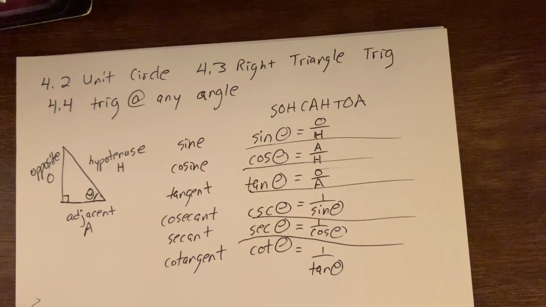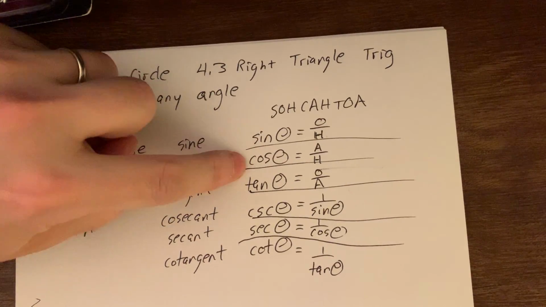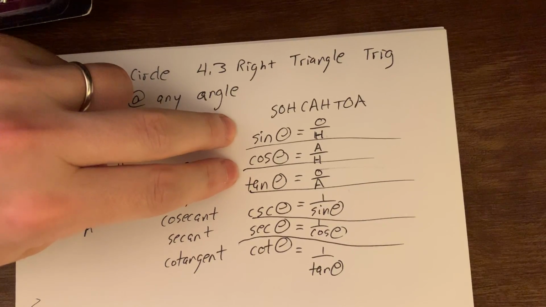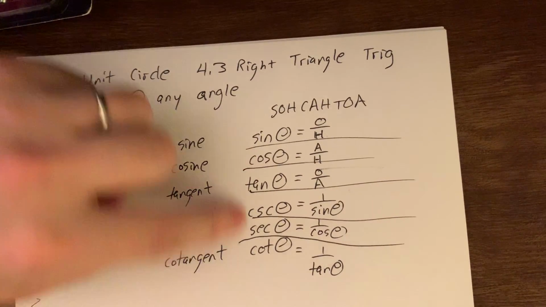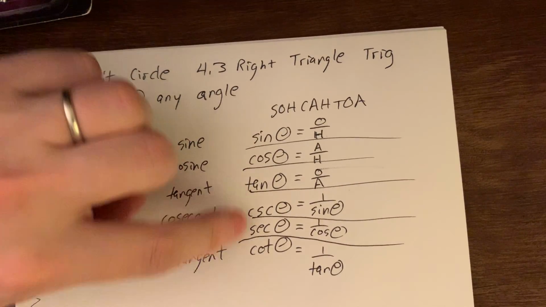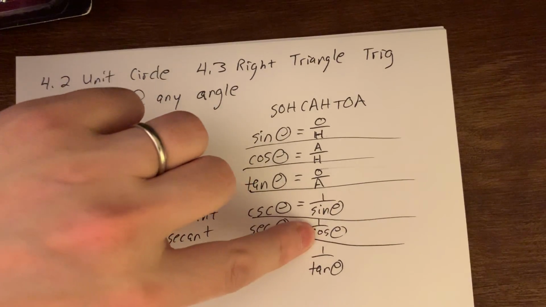Next little connection, as I said in the beginning, technically sine and cosine are really the only primary 2 trig functions. We refer to these as the primary 2 because all of the others can be rewritten in terms of sine and cosine. We're already seeing that right here. Cosecant is literally 1 over sine, secant is 1 over cosine.